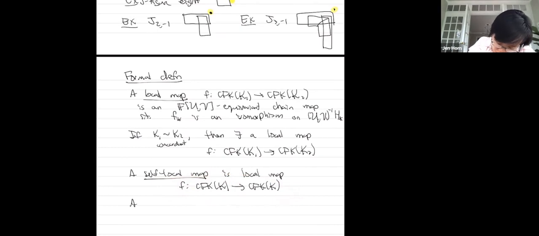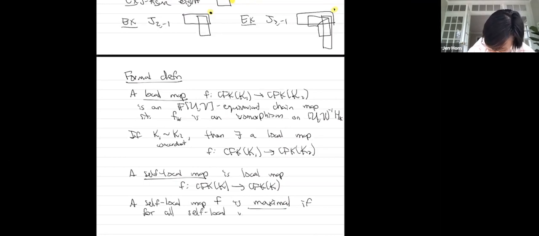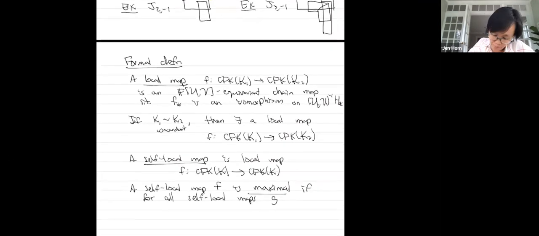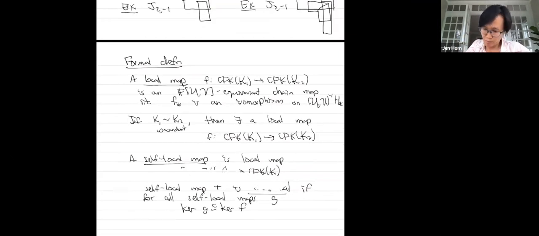So we say that a self-local map F is called maximal if for all self-local maps G, the kernel of G is a subset of the kernel of F. Right, so you should just think of this as saying, well, a self-local map is maximal if it has the biggest possible kernel. If for any other self-local map, its kernel is contained in there.